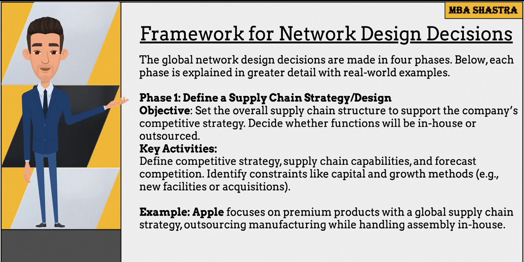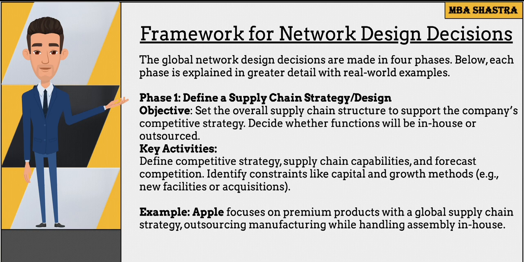Framework for network design decisions. The global network design decisions are made in 4 phases. Below, each phase is explained in greater detail with real-world examples. Phase 1. Define a supply chain strategy/design.